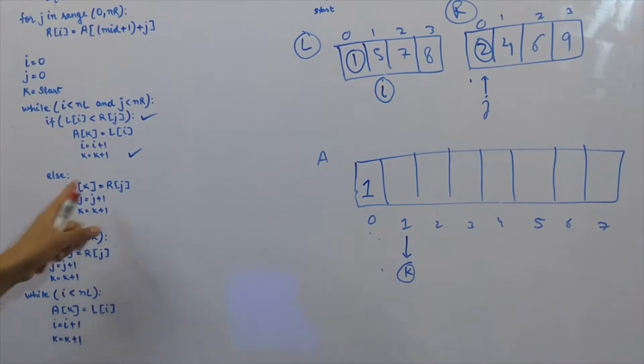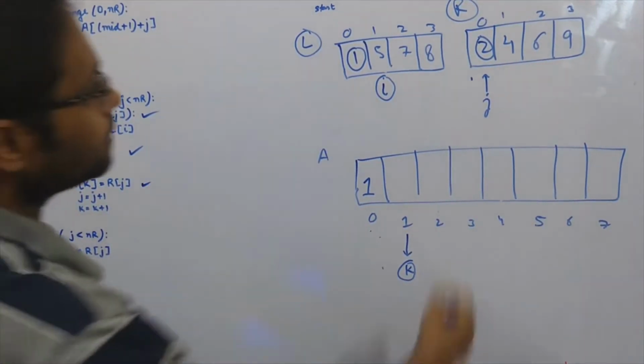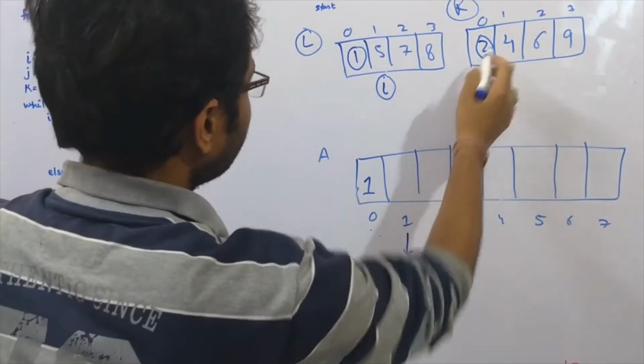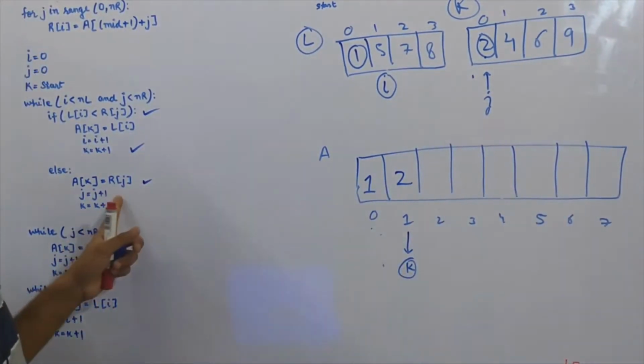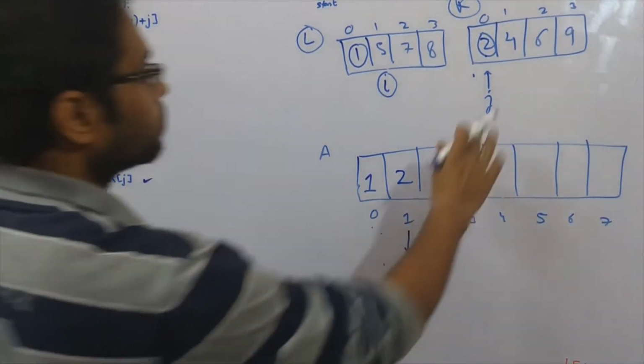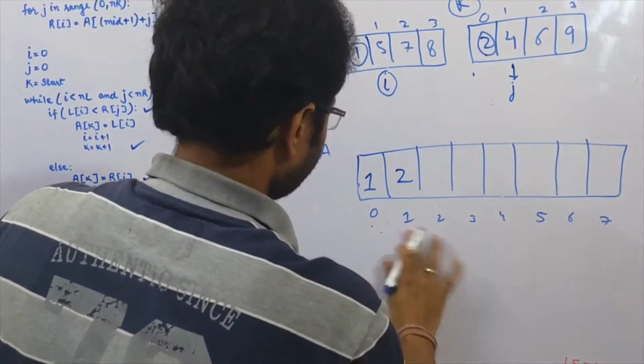And what we will do is copy A of k is equal to R of j. Now we will copy the right part, so 2 will be placed here. Now j will be incremented and k will be incremented. So what we have done is j is incremented and k is incremented.